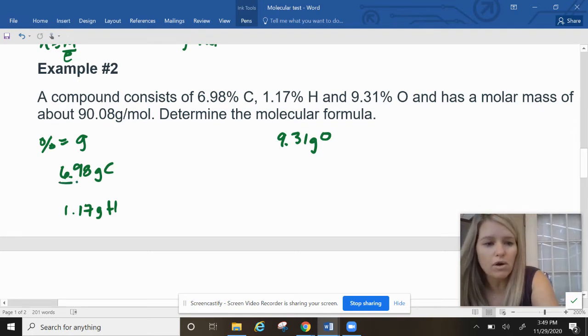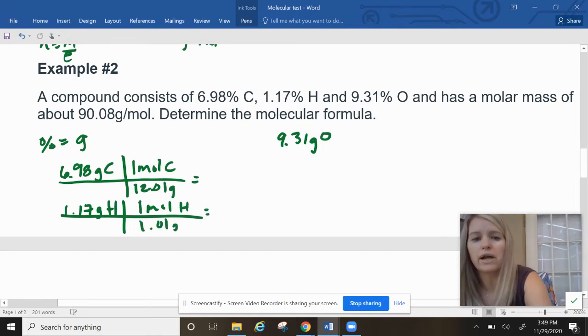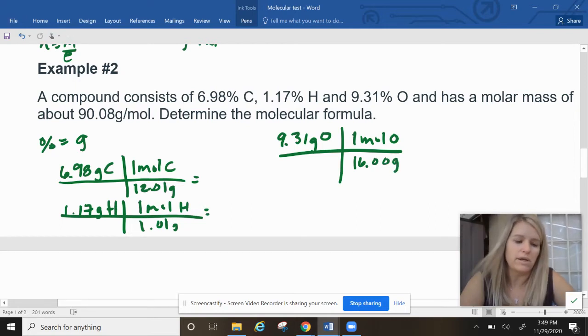So for carbon, we have to divide by the mass of carbon, which is 12.01 grams. And we want to get these to 2 decimal places too, so make sure you do that. And 1 mole of hydrogen is 1.01 grams, and I'll calculate these in a second. And for 9.31 grams of oxygen, 1 mole of oxygen on the periodic table is 16.00 grams, or you could use 15.99, but that's annoying to me. Okay, so let me calculate these.